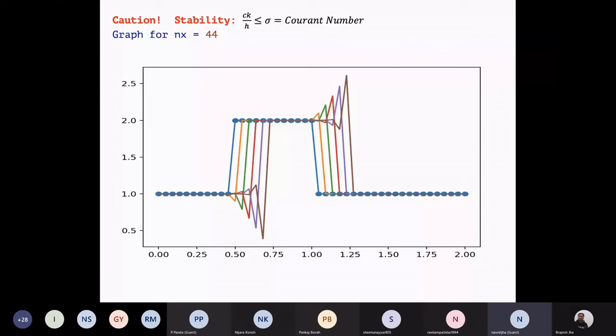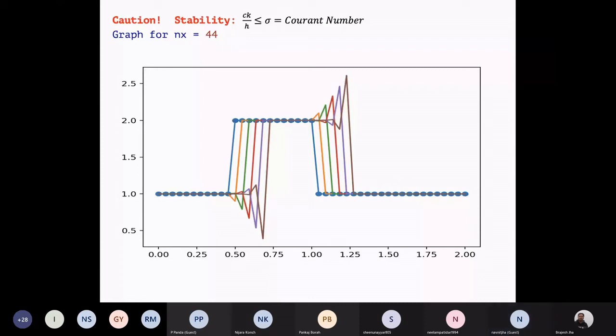This is happening because of the value of nx you have chosen. So there is a mathematical restriction appearing here, that is a stability condition. Whenever we are discussing partial or ordinary differential equations, stability is a very important issue that needs to be developed. In this case, it is governed by the Courant number, and it is Ck by h should be less than or equal to sigma, meaning thereby the time step size k should be related with h, the spatial step size, c and sigma.